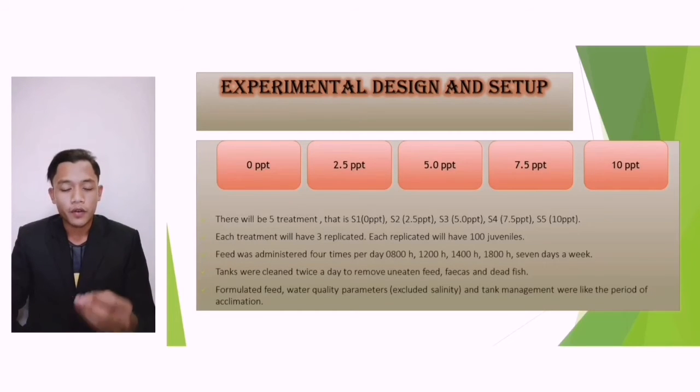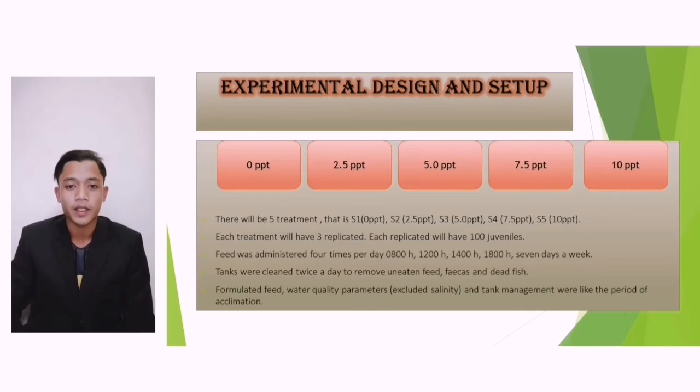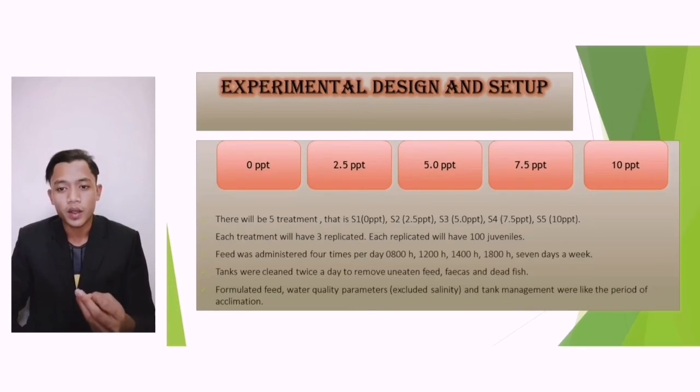Feed was administered 4 times per day, which is at 8 hours, 12 hours, 14 hours, and 18 hours, 7 days a week. Tanks will be cleaned twice a day to remove uneaten feed, feces, and dead fish. Formulated feed, water quality parameters excluding salinity, and tank management were like in the period of acclimation.